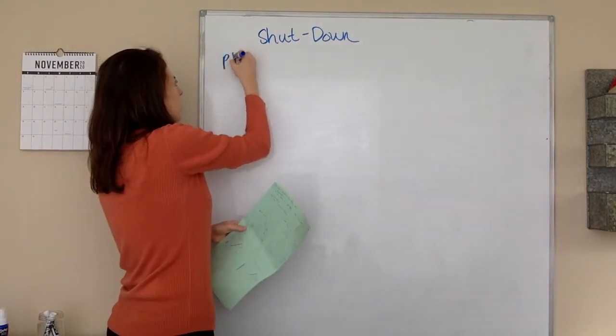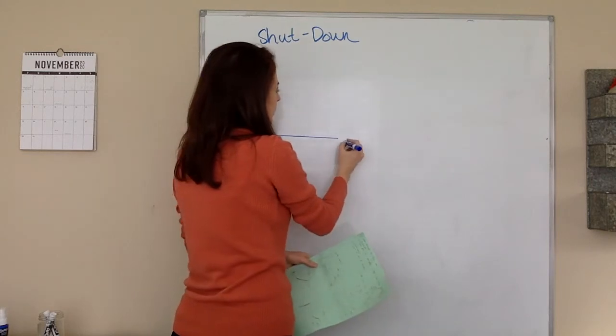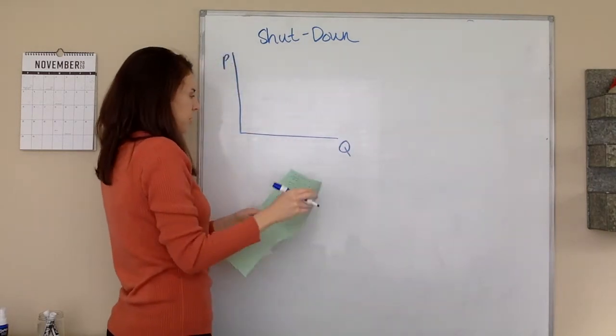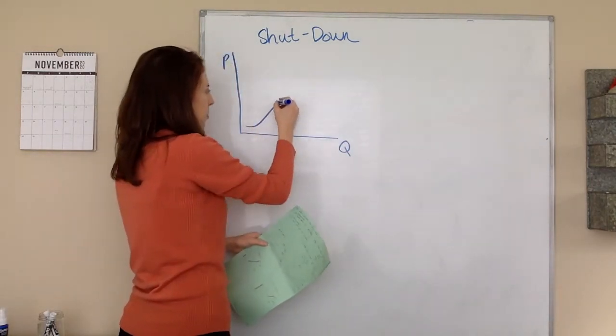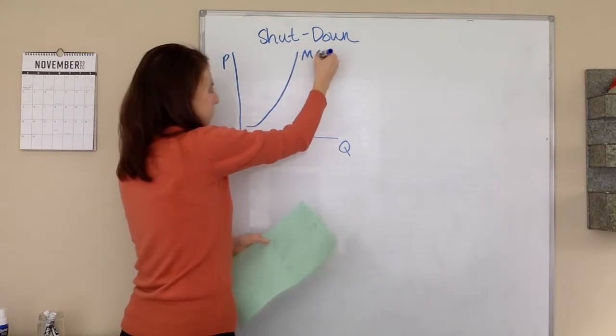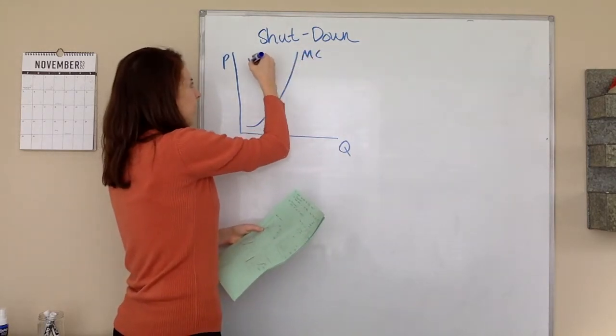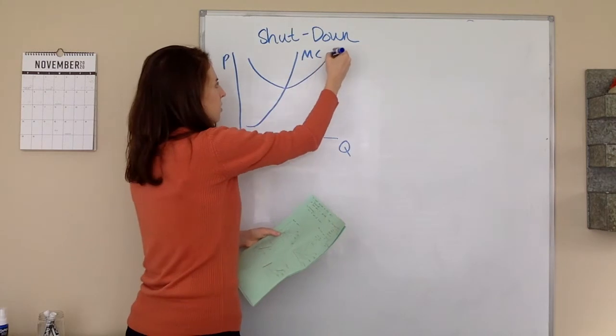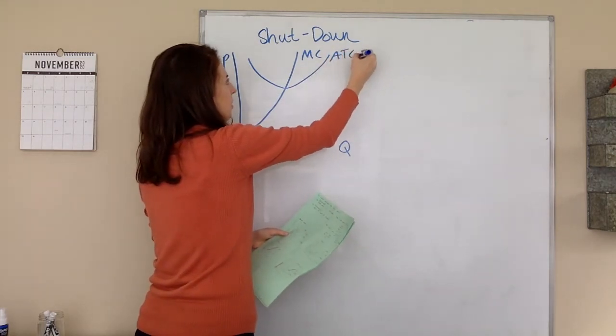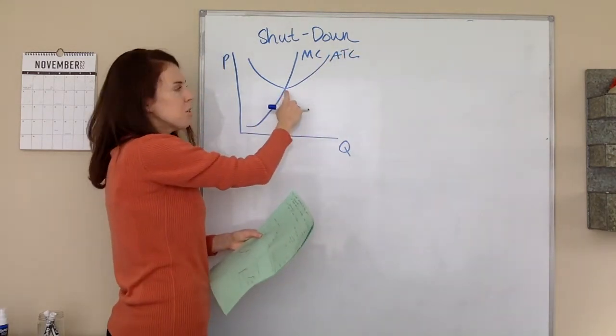Okay, what we're going to do is plot price against quantity. First of all, let's just put in the big components. We've got a marginal cost curve that slopes up. We're going to have an average total cost curve that's U-shaped. The bottom of the U is where it intersects with marginal cost.